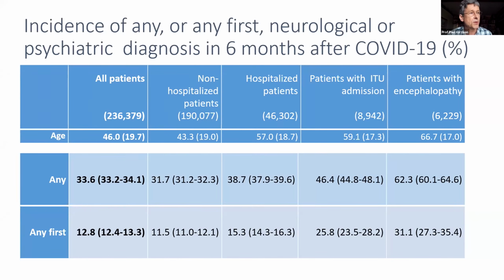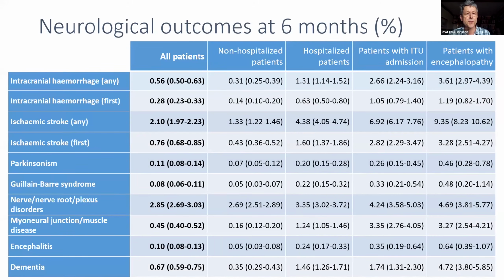So let me just drill down into what were the major neurological and psychiatric diagnoses. First of all, picking the neurological outcomes, and again, these are all percentages with confidence intervals. Of course, I'm not going to go through all these results, but you can see, for example, that the incidence of stroke and of nerve and nerve plexus disorders were relatively common in the whole cohort. But again, reading across, perhaps the main message is that the risk of getting one of these diagnoses in the next 6 months went up markedly as you had been more severely ill with your COVID-19.